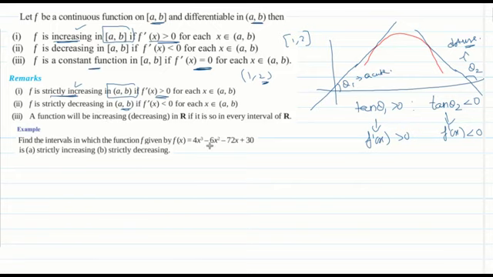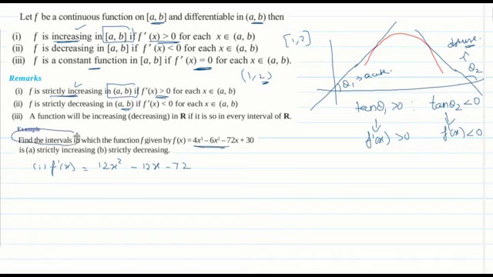Okay children, we do one sum on this. They have given the function f of x is 4x cube minus 6x square minus 72x plus 30. Okay, the first job we have to do is find f dash of x. So that means it is 12x square minus 12x minus 72. Because they didn't give any value here, no a comma b, no values are given here. So we have to get the intervals. That's what they are telling.